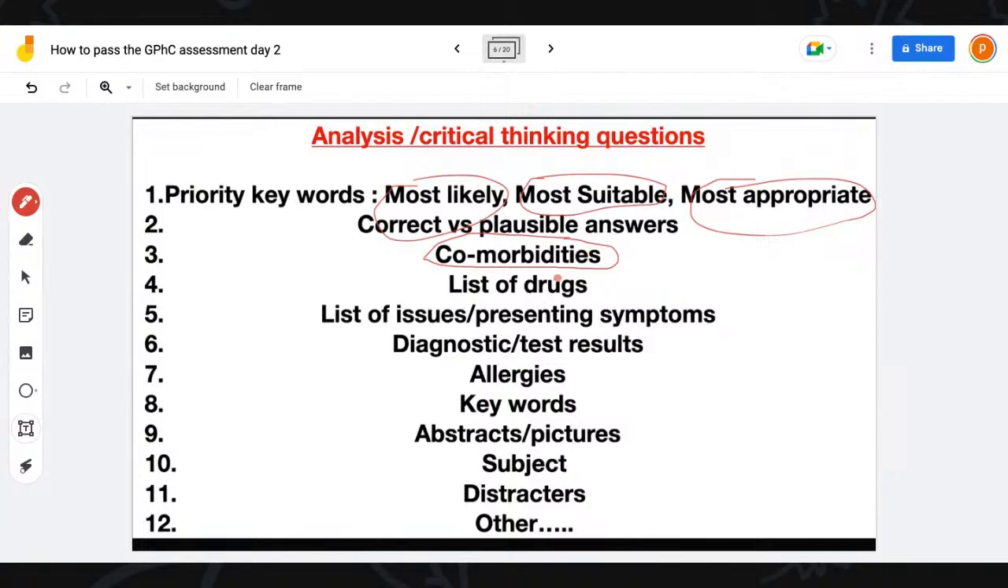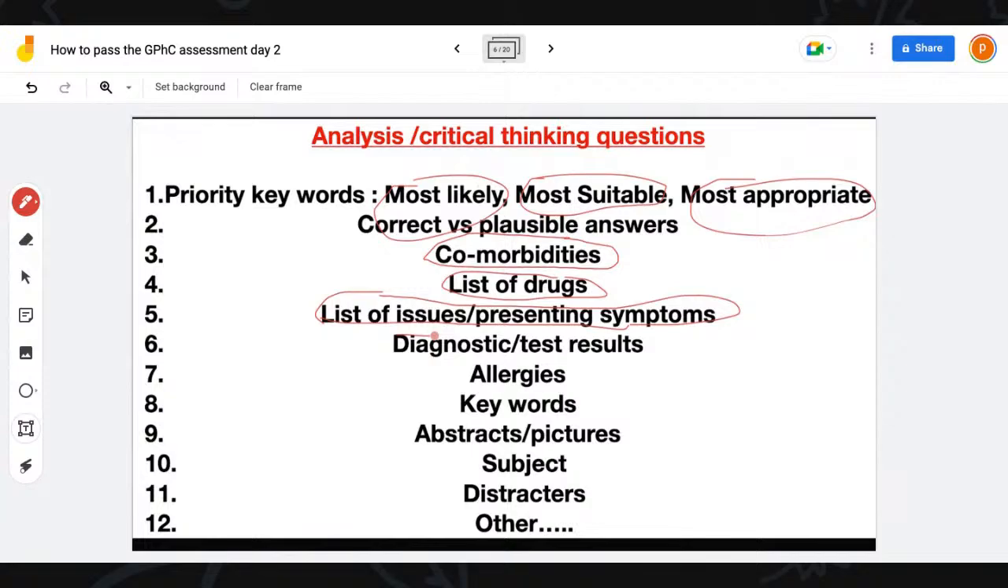These questions normally have a list of drugs in them. They'll talk about the patient's PMR, patient's records, or the patient's drug chart. That's how you identify you're dealing with an analysis type question. There's going to be a list of issues, and a list of presenting symptoms. This is the reason why you guys struggle, because as you can see, there are quite a number of things in the question that you need to know. But here's the good news for you. I'm going to give you a strategy that will put all of these things together in a very simple way.